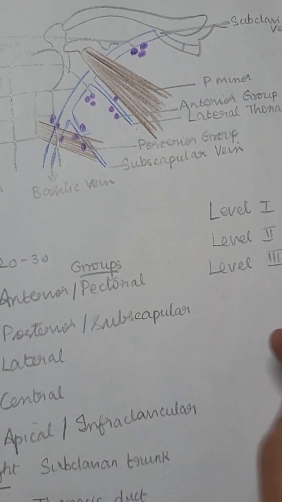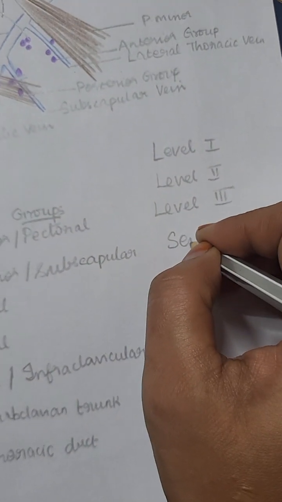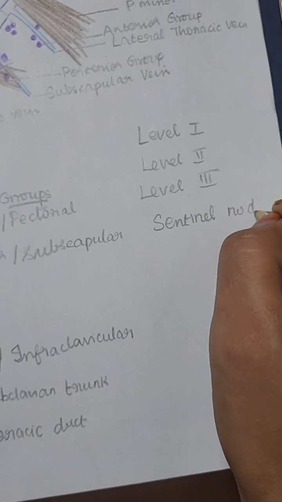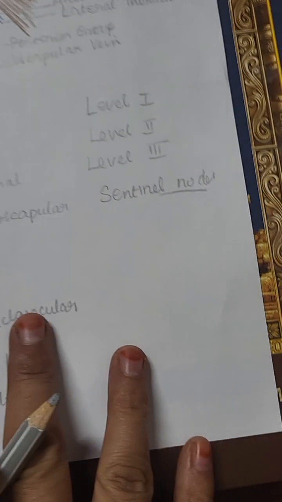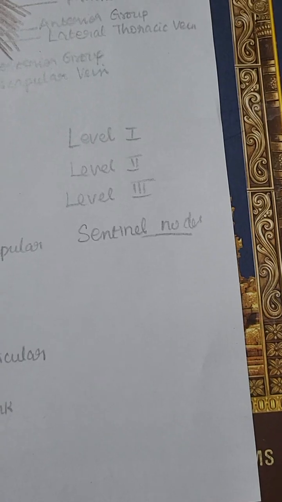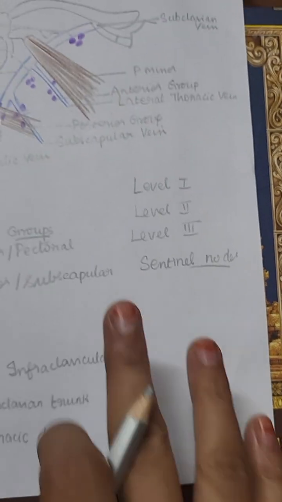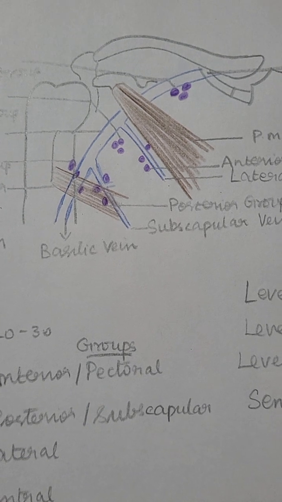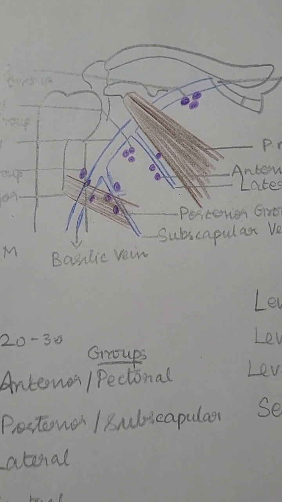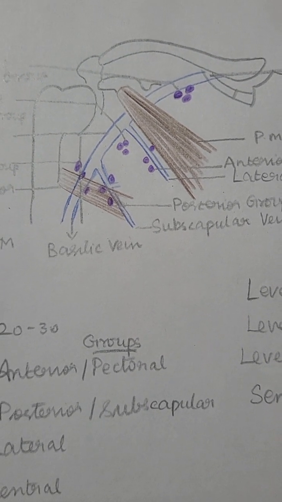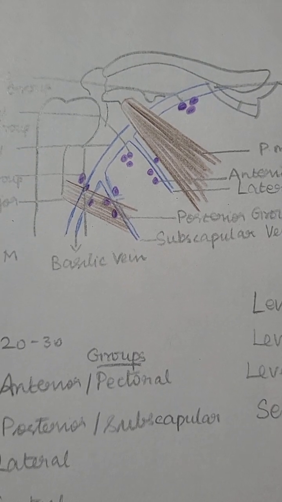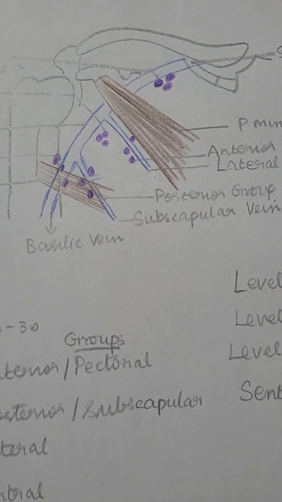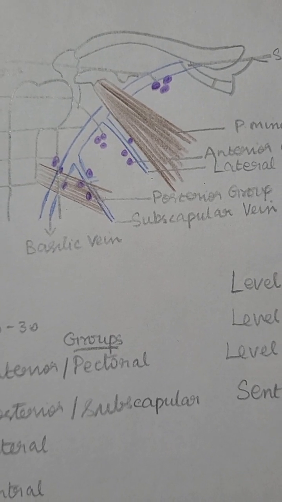And we must know a term, that is sentinel nodes. So what are sentinel nodes? These are the lymph nodes that are the first to receive lymph from a particular part. So sentinel node examination is very important if you suspect cancer. How can you know the sentinel node? Inject a radioactive substance in the particular area and we can find the radioactivity in the sentinel lymph nodes.